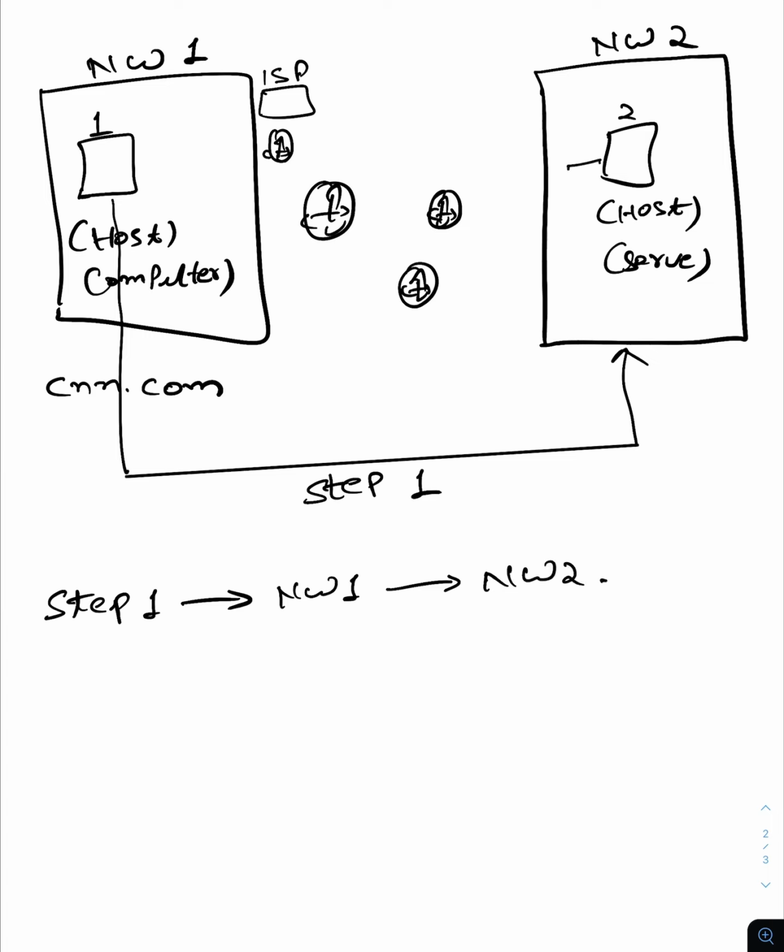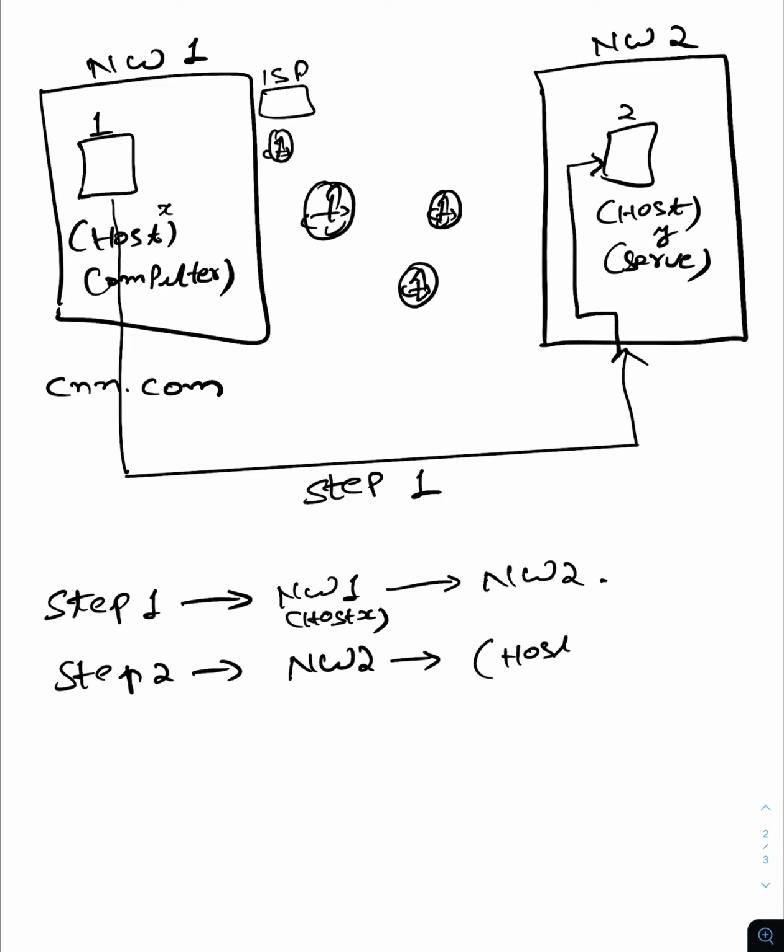And step 2, it goes within the network to the particular host. Let's call it host X, host Y in network 2. So from here, host X, within a network, sends the request, or talks, to host Y in network 2. This is the second step.